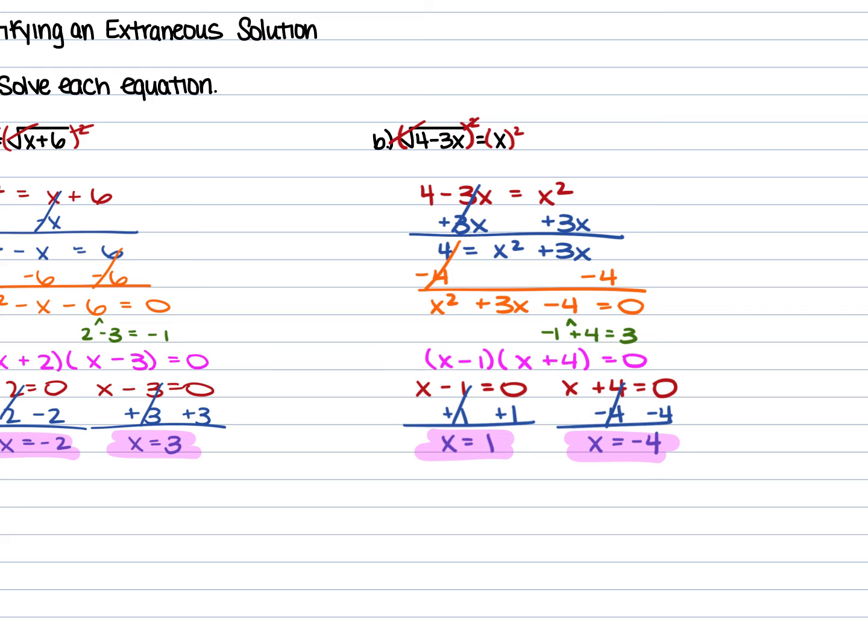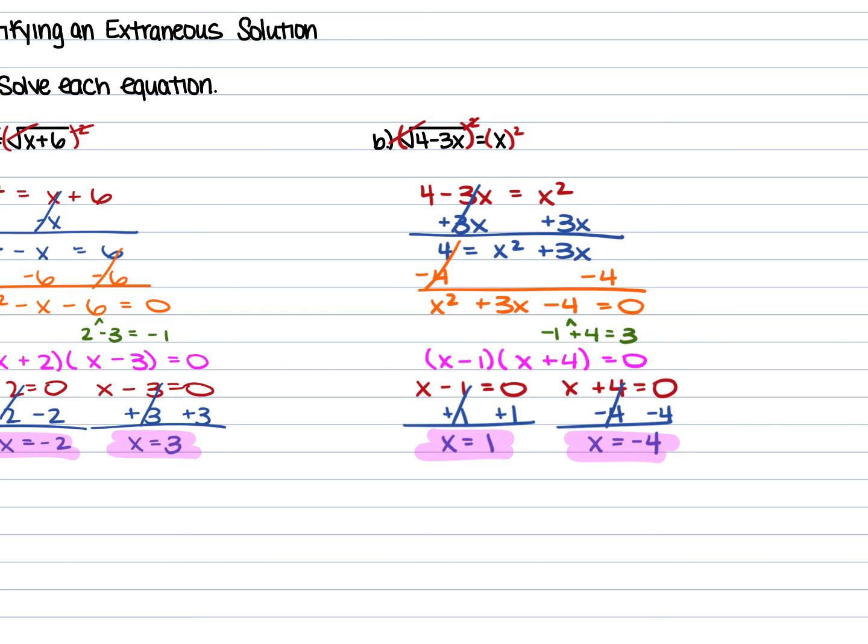Now, if you look at both of these problems, you can check your answers and plug them into the original problem. If we look at example A specifically, your two solutions are negative 2 and 3. These are solutions. Whether you want to admit them or not, they're solutions. If you plug them in, that negative 2 is going to give you a false statement.